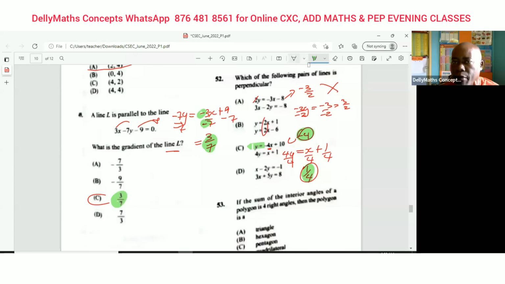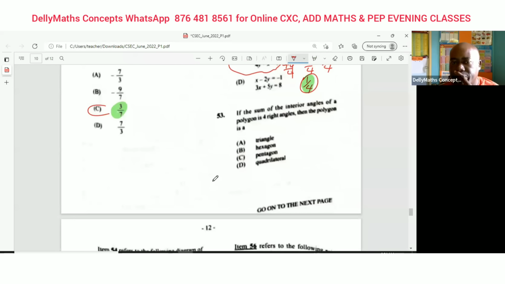So remember, this is the answer. All right, because when lines are perpendicular, one gradient is the negative reciprocal of the other. So we're talking about negative 4 over 1 and positive 1 over 4. They are negative reciprocals of each other right there.